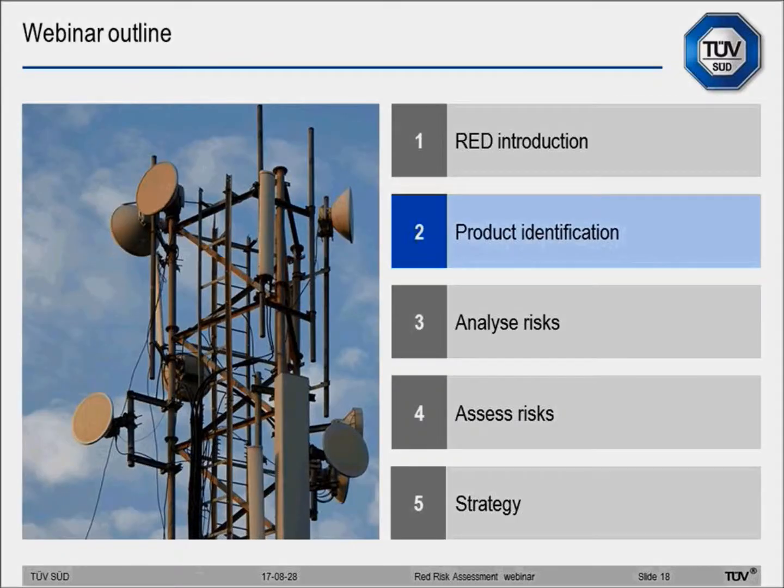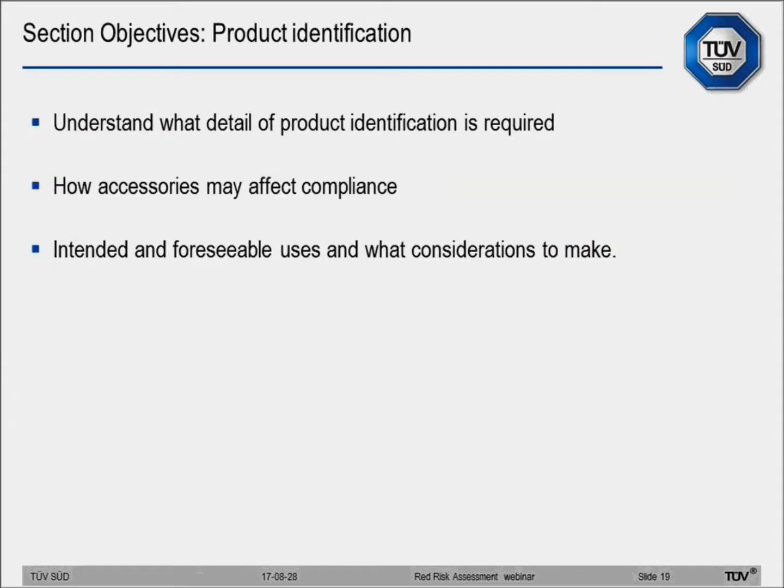Product identification. After this section, you will understand what product information is required, how accessories may affect compliance, and what considerations to make regarding intended and foreseeable uses.